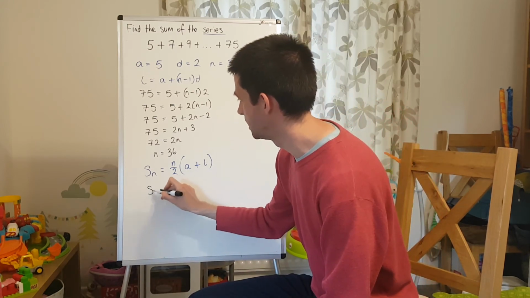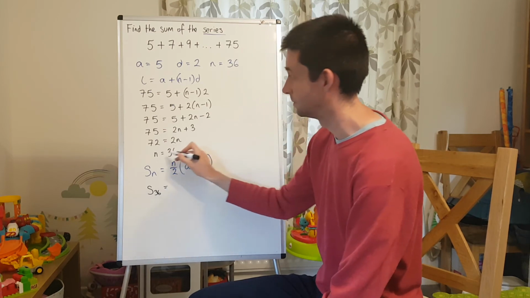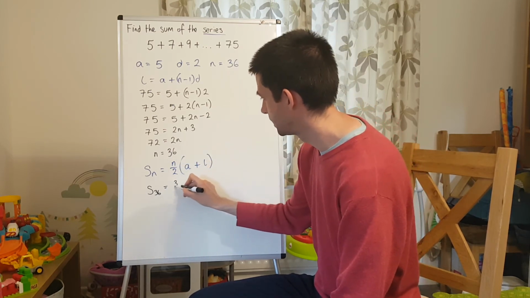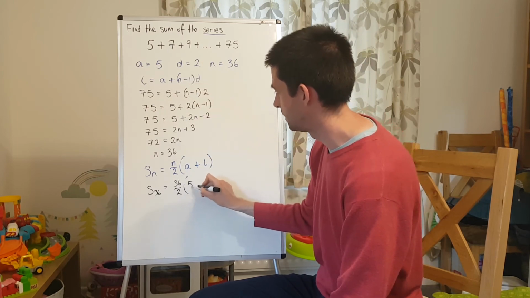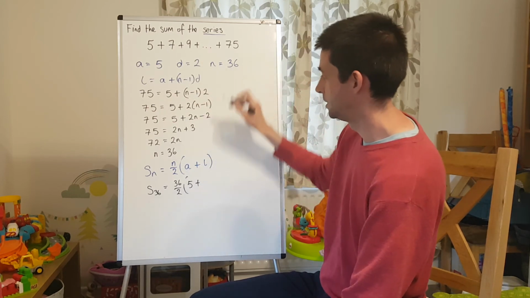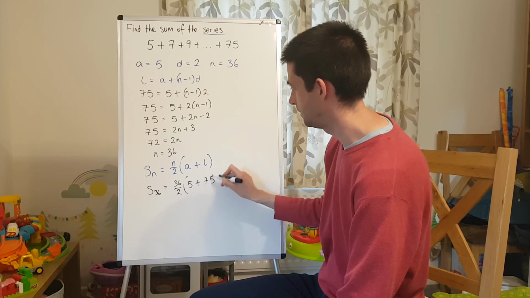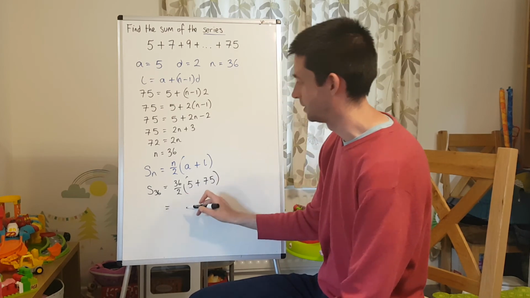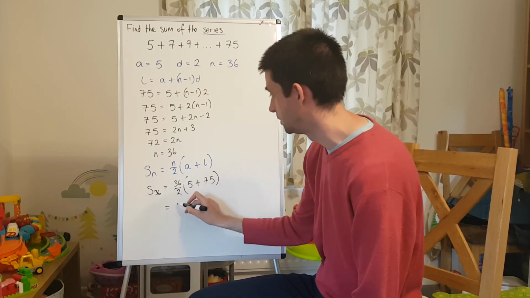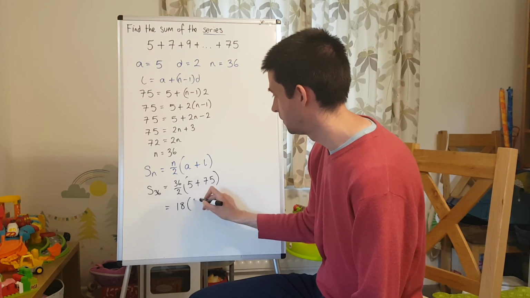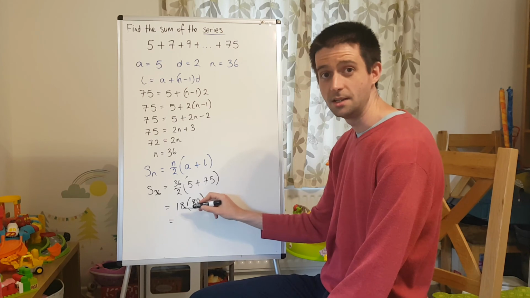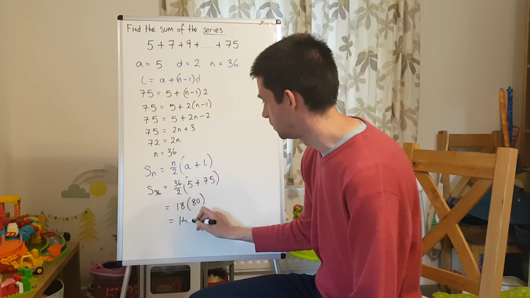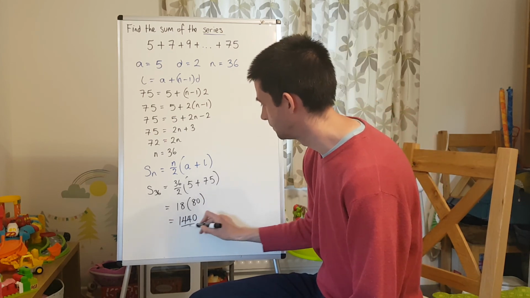So the sum to 36 terms, because I've worked out that n is 36: 36 over 2, (a, the first term is 5, plus l, the last term is 75), and I just work this out from here. So 36 over 2 is 18, 5 plus 75 is 80, so I'm doing 18 times 80, which is 1,440.